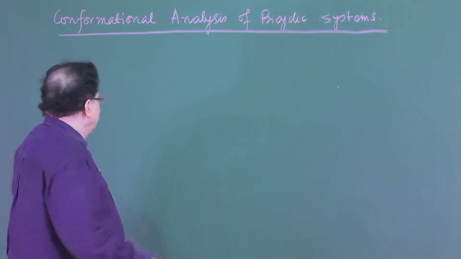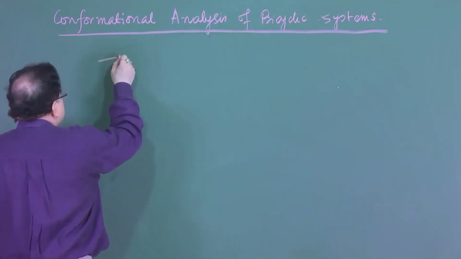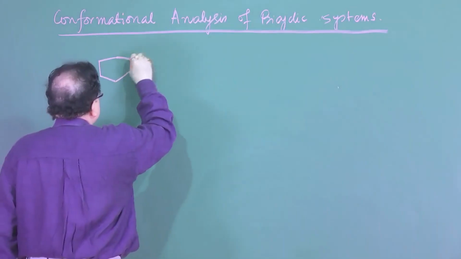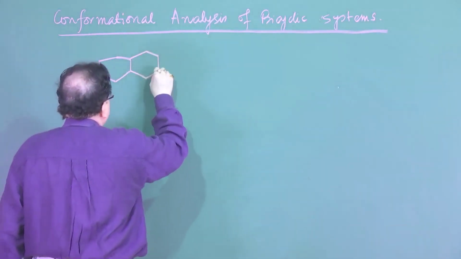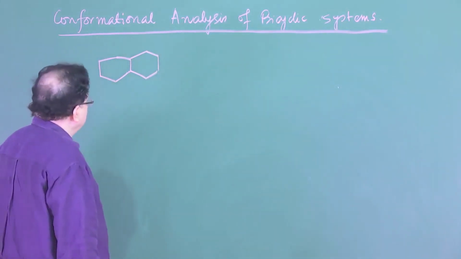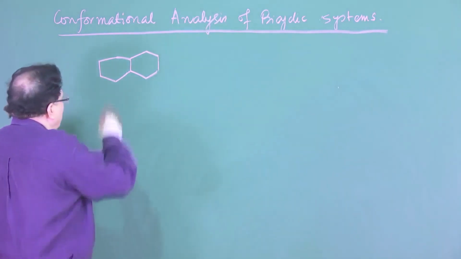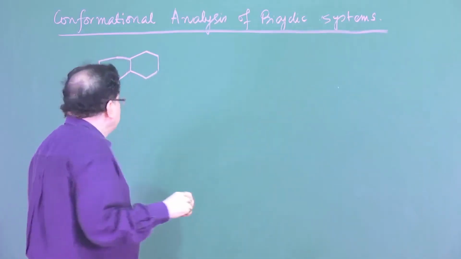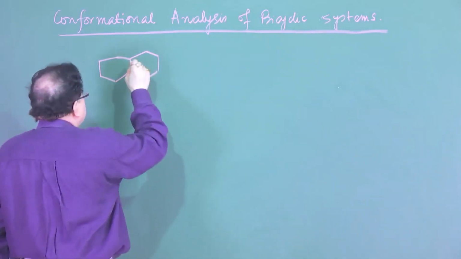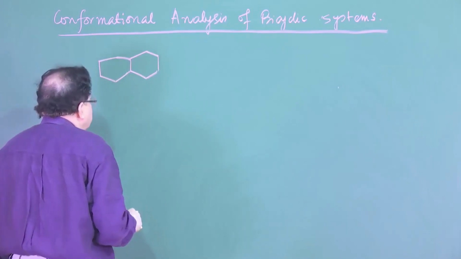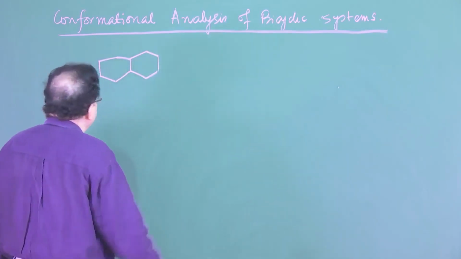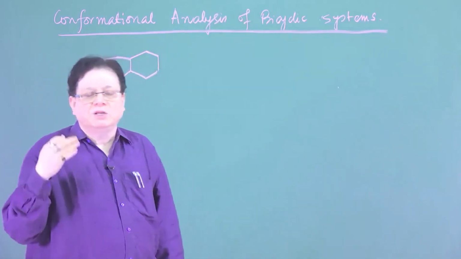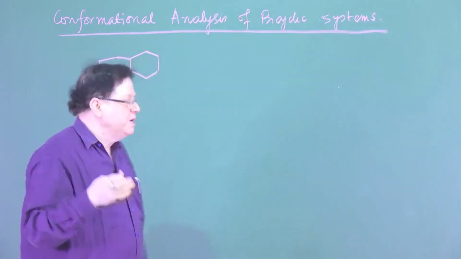Now, the decalin system has two cyclohexane rings fused in a 1,2 fashion, fused like this, and all these carbons are saturated, no double bond here. You can ask how many stereoisomers are possible in decalin. That will depend on the stereochemistry of the ring junction, the stereochemical relationship at the ring junction.